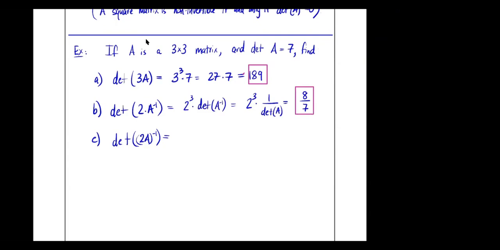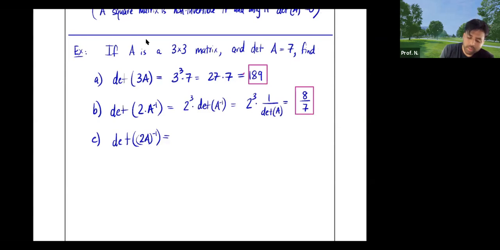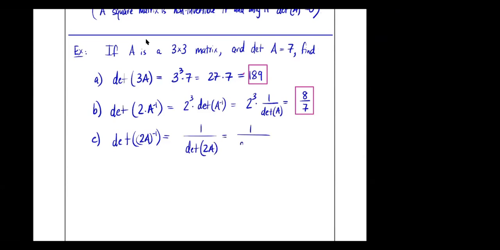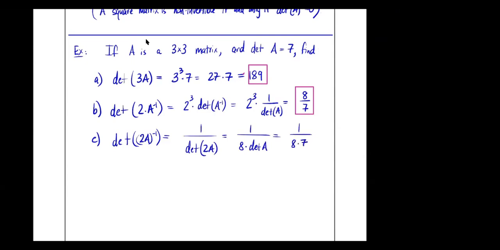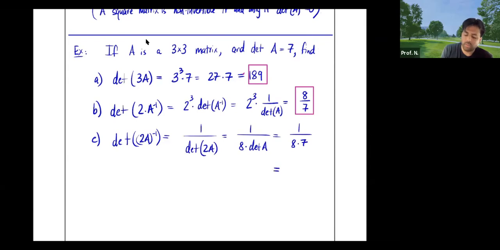And then the last one, 1/28. 1/28, because this is really what? 1 over the determinant of 2A. This is 1 over 8 times the determinant of A, which is 1 over 8 times 7. Oh, I screwed up the math there, right? Because it's a 2. And this becomes 1 over 56.